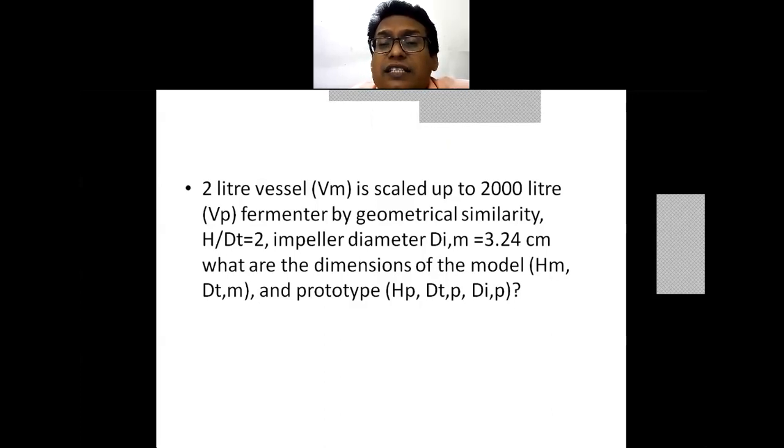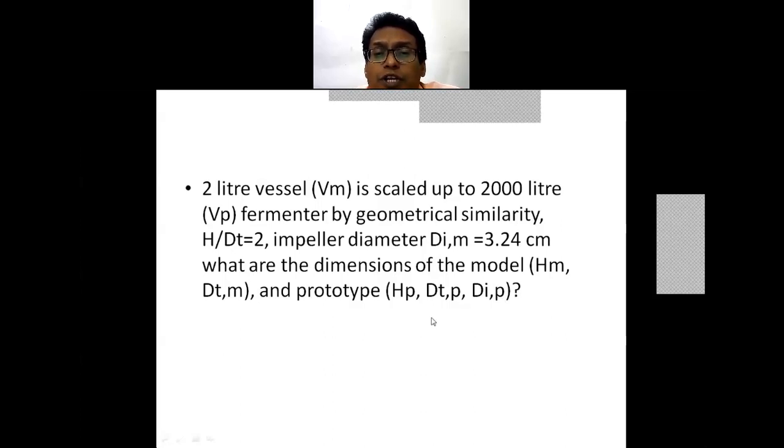So this is the case related to geometrical similarity, where h upon dT, which is given, equals 2. Then the impeller diameter Di is equal to 3.24 centimeter. Then what must be the dimensions of the model? That is the height of the model, the diameter of the tank for the model, and the prototype: the height of the prototype, the diameter of the tank for the prototype, and the diameter of the impeller for the prototype. So this is the data that is provided.